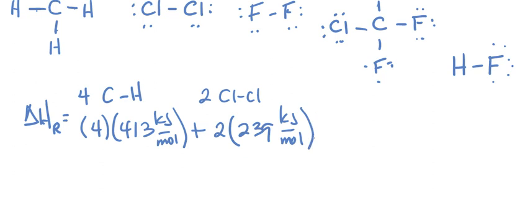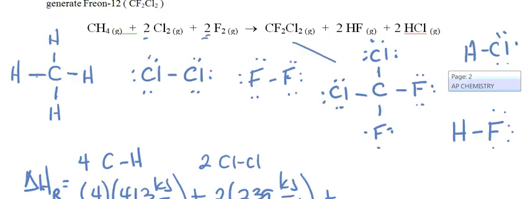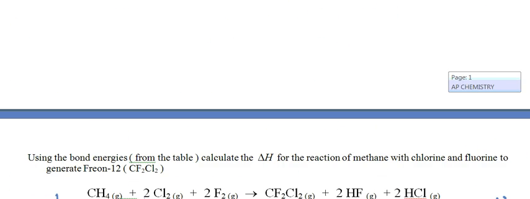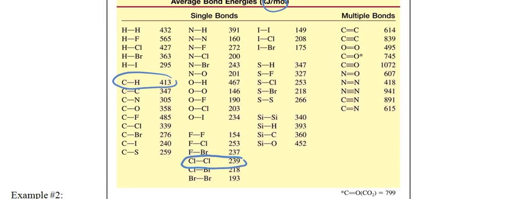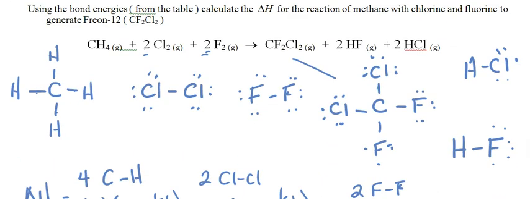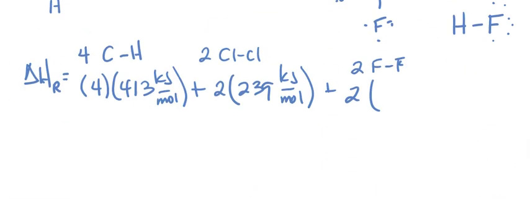Alright, so now we've got our 2 chlorines and then the fluorines. And we have, I believe, 2 fluorines. So we're going to break 2 fluorine to fluorine bonds. So we'll have 2 times, whatever that is, fluorine. Oh, there it is. So 154. So we'll put that on there, and have this in kilojoules per mole. Okay, so there's all of our reactants.